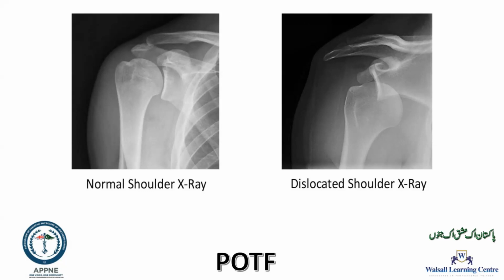So 100 minus age is the incidence of recurrence. So if you're 15 years old, your chance of having a dislocation again is 85%. And if you are 50 years old, then the chance of having a recurrent dislocation is 50%. So the older you are, the more difficult it is, okay? That's the easiest way to understand it.